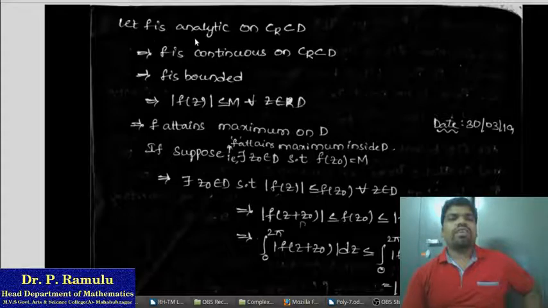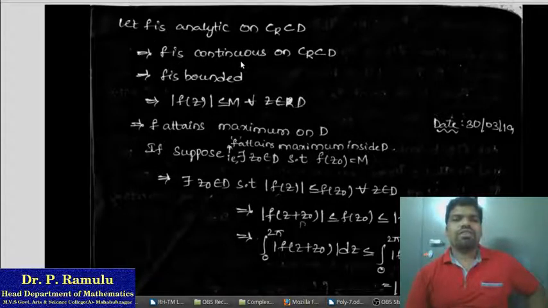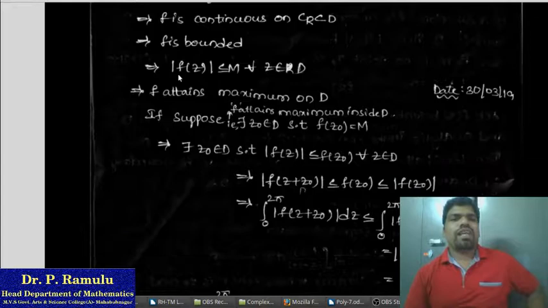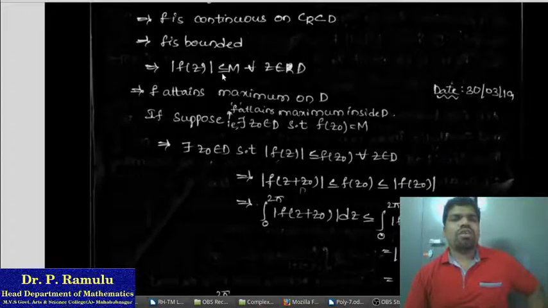Let f be analytic on CR, a subset of D, which implies f is continuous on CR, a subset of D. f is continuous and bounded by hypothesis, which implies bounded, that is, |f(z)| is less than or equal to M for all z belonging to CR, which implies f attains its maximum on D.